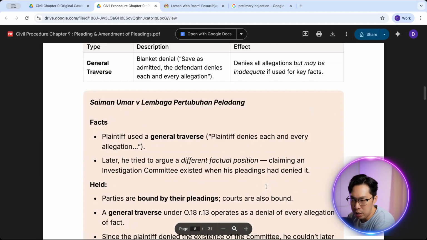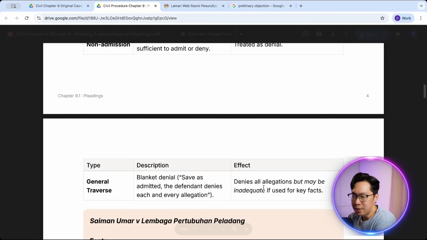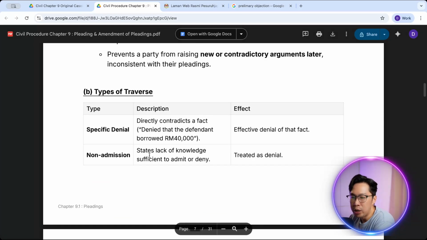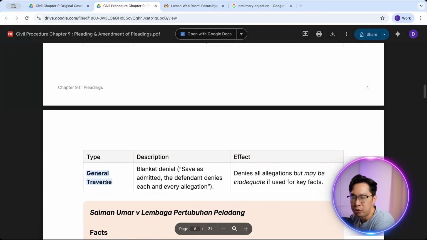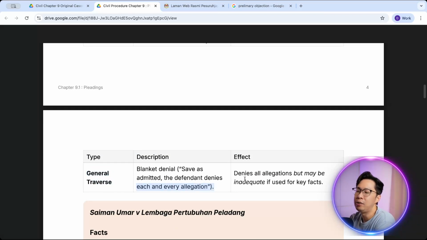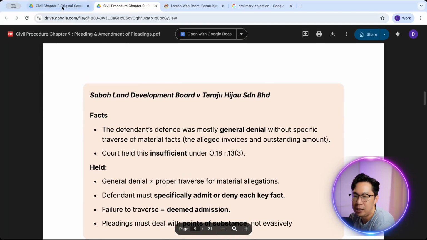So when it comes to here, generally we go like this, specific denial. Or if you want to go general traverse, you must write as in like this, deny each and every allegation. So everything you say deny. So you cannot be too general. If it's too general, you didn't really write it properly, it's not enough denial. So that is what this case of Sabah Land Development says.